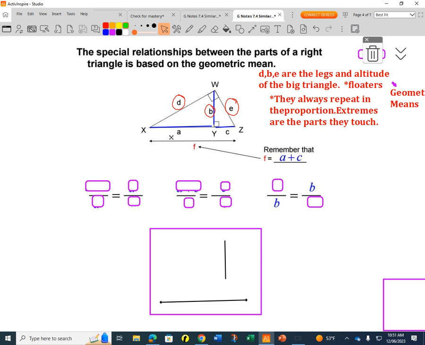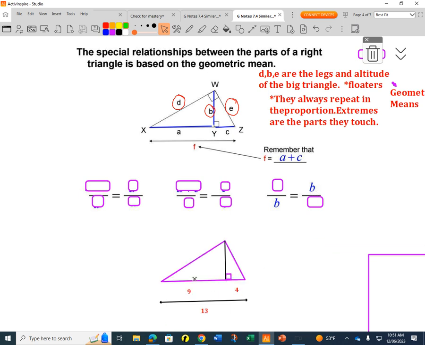So A, C, and F are extremes. That means they're going to go in these spots. The means are always going to go in these spots. To be clear, this is another diagram for F. So F, if A were 9 and C is 14, then F would be 13.